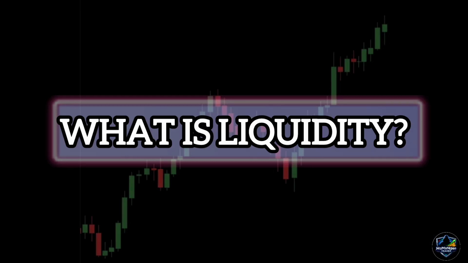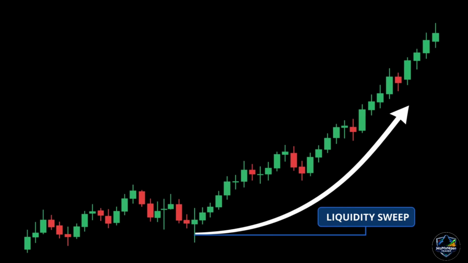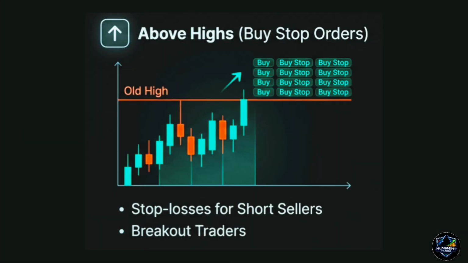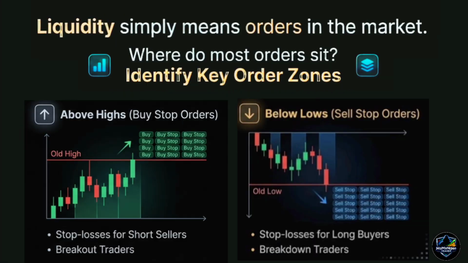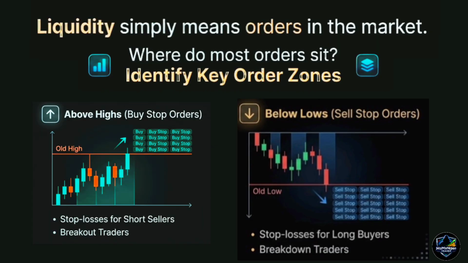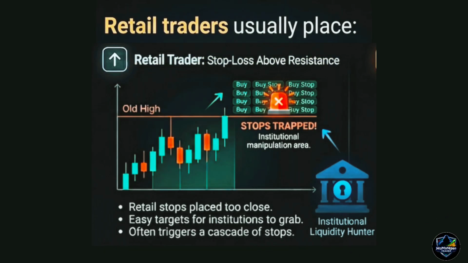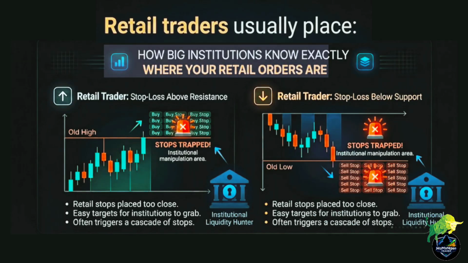What is liquidity? Before we understand liquidity sweep, first we need to understand liquidity. Liquidity simply means orders in the market. Where do most orders sit? Above highs, buy stop orders. Below lows, sell stop orders. Retail traders usually place stop loss below support and stop loss above resistance. And guess what? Big institutions know exactly where these orders are.